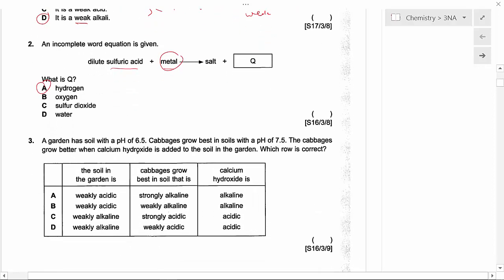Question number 3. A garden soil has a pH of 6.5. This is weakly acidic. And cabbage grows best in 7.5, which is slightly alkaline. So when calcium hydroxide is added to the soil, which rule is correct? The soil in the garden is a weak acid, and the cabbage grows best in soil that is 7.5, which is a weak alkaline. And of course, calcium hydroxide has to be alkaline because you need to neutralize acid and bring the soil to become slightly alkaline. So it's B.